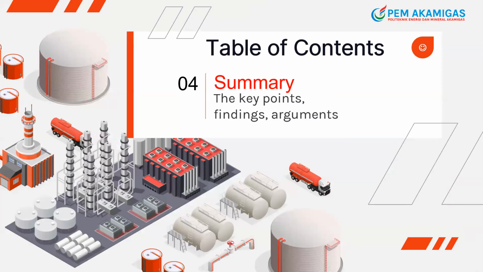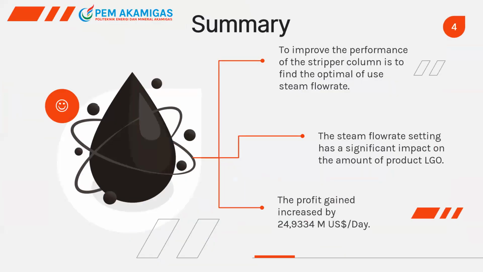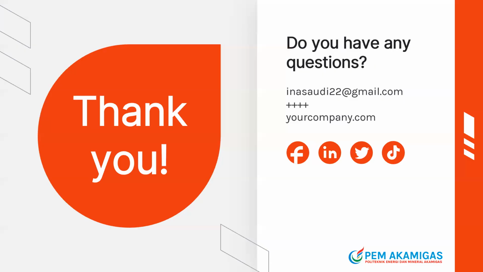The next topic is the conclusion of the research that has been done. First, we can conclude that we increased the performance of the stripper column by determining the optimal steam use. Second, the use of steam has an effect on LGO products. From the research conducted, if you reduce the use of steam, LGO products will increase. And number three, the company profit by applying the optimal condition can increase by up to 24.